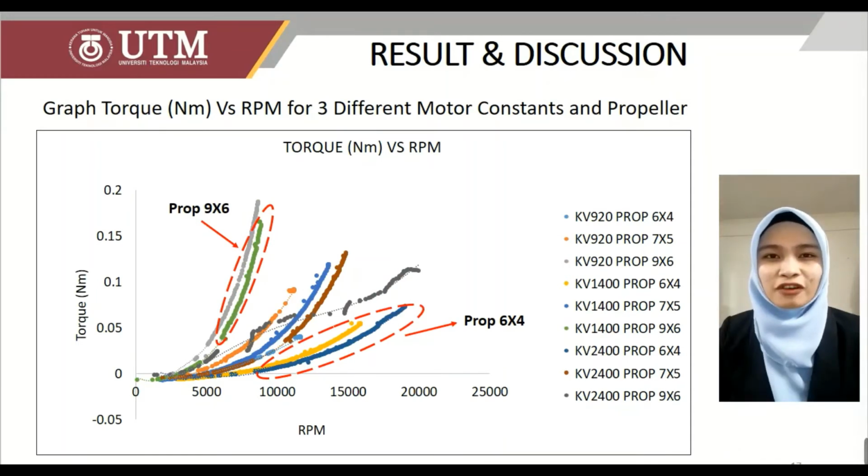It is the same for the graph of torque versus RPM for three different motor constants and propellers, where when the three different motor constants are combined with propeller 9 times 6, they achieve the highest values of torque, but when combined with propeller 6 times 4, they achieve the lowest values of torque.